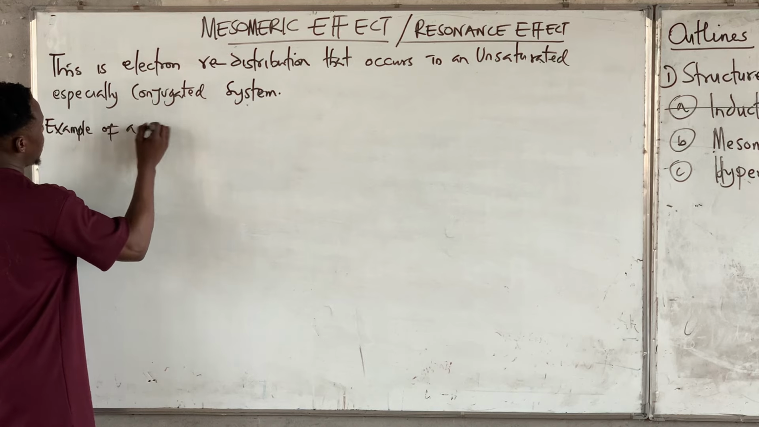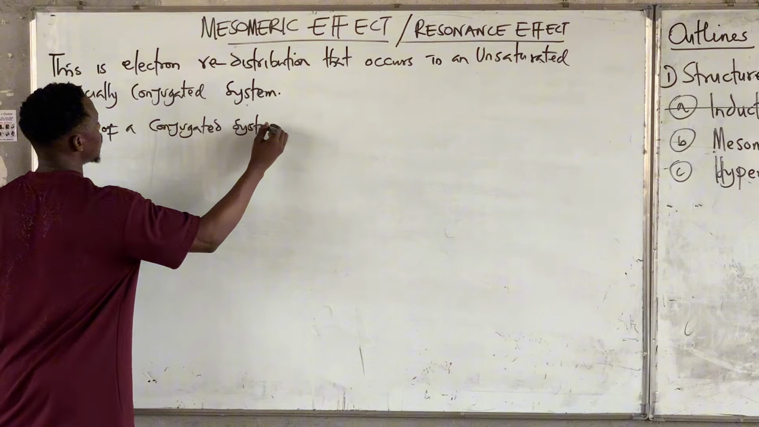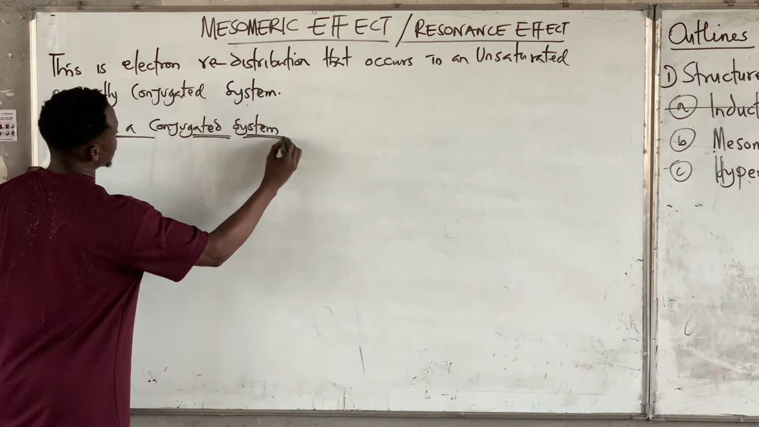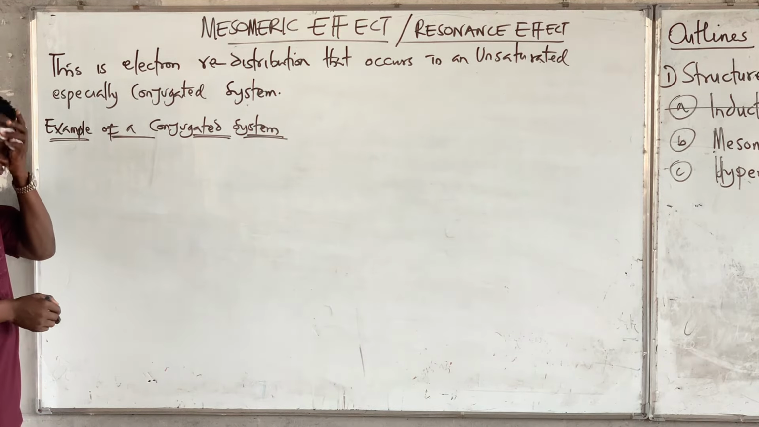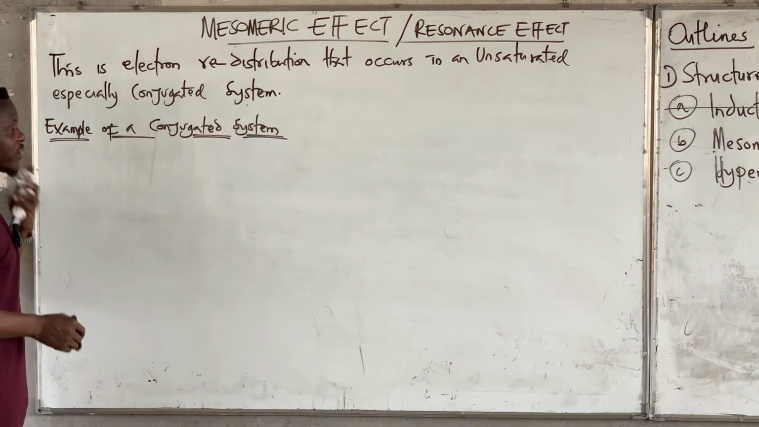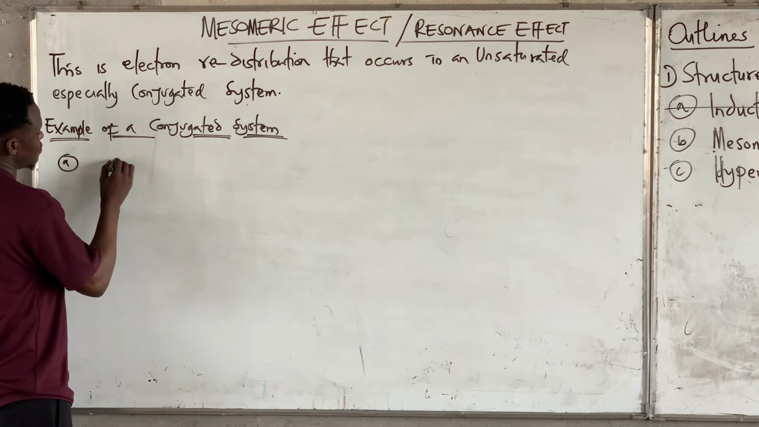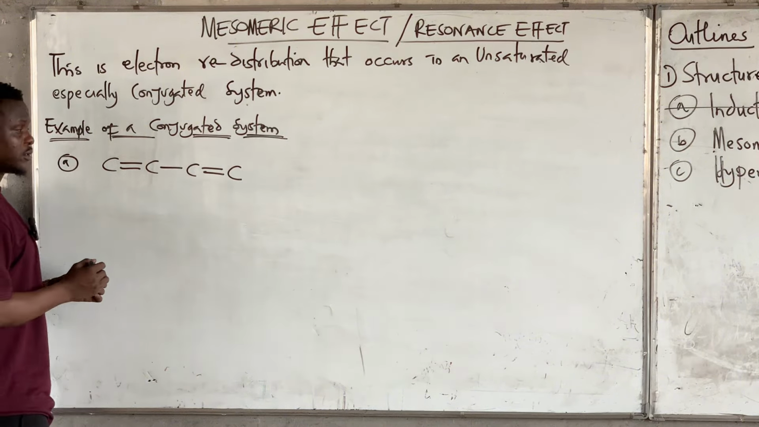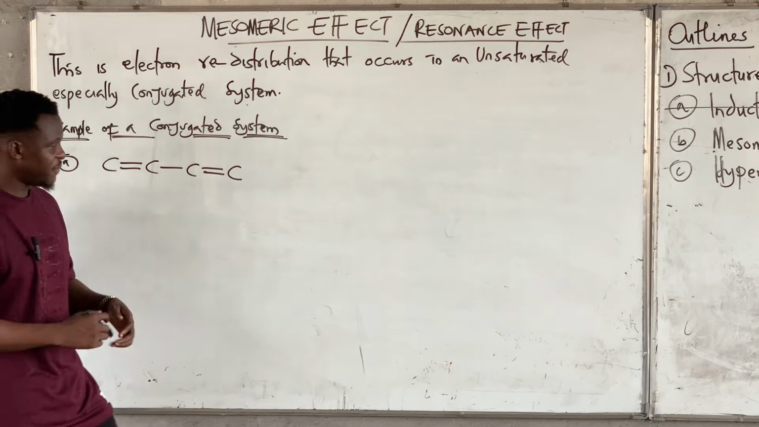So now, first things first, let's look at an example of a conjugated system. This basically is going to help us to know that anytime you see this type of system, you should know that this mesomeric effect can occur here. So the first one is when you have two double bonds being separated by a single bond. This is a conjugated system. This is the first type of a conjugated system.